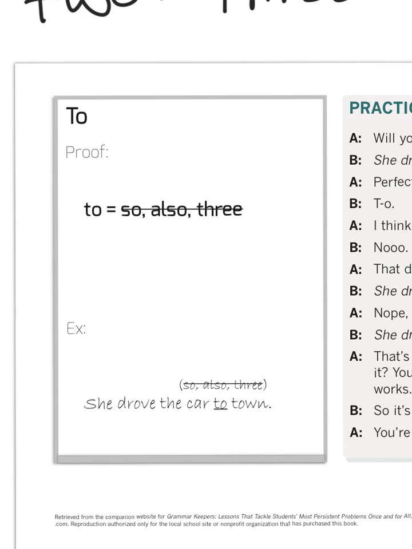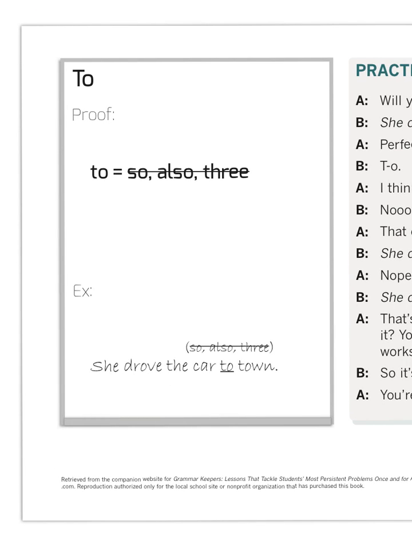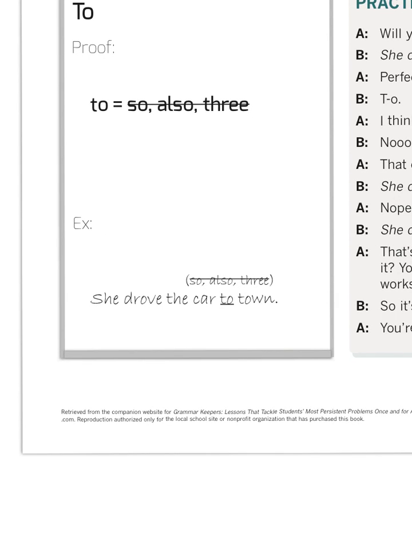So if we come down and look at our proof for TO, what we do is we write those three proofs, so, also, and 3, and try them all. If none of them work, then we know that TO is the correct word. Okay, so let's come down here and look at our example. We're almost using a process of elimination here on TO, so that's why it's a little bit different.